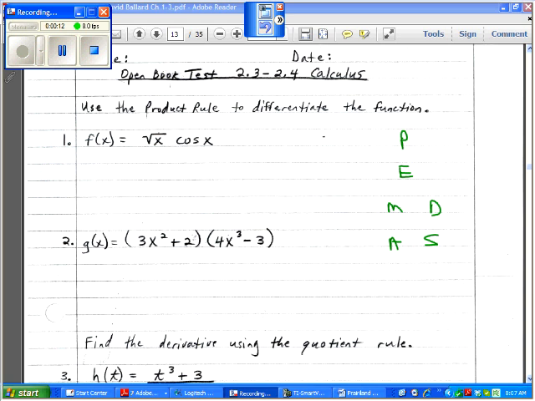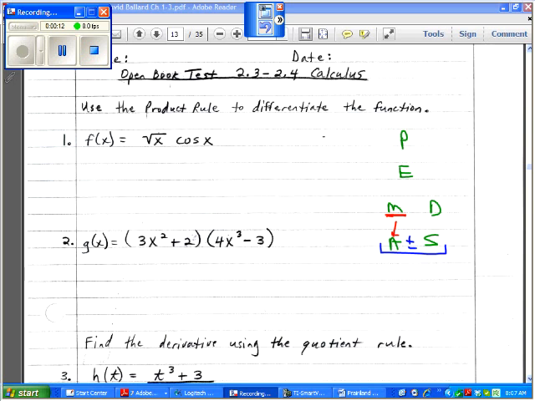The derivative of a sum or difference is the sum or difference of the derivatives. The derivative of a product: you take the first times the derivative of the second plus the second times the derivative of the first. So there's a plus involved, just like your exponential law.